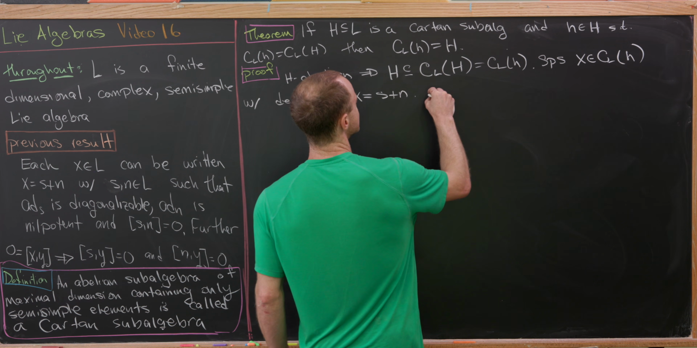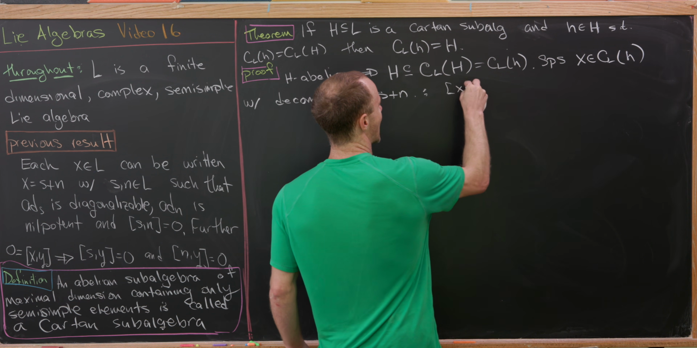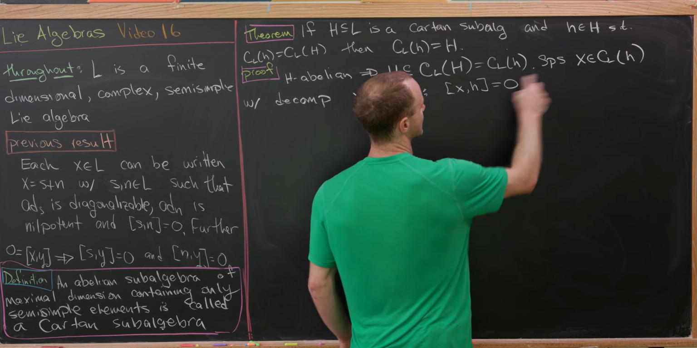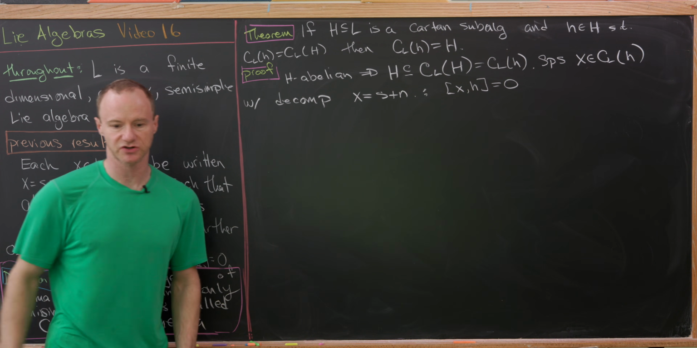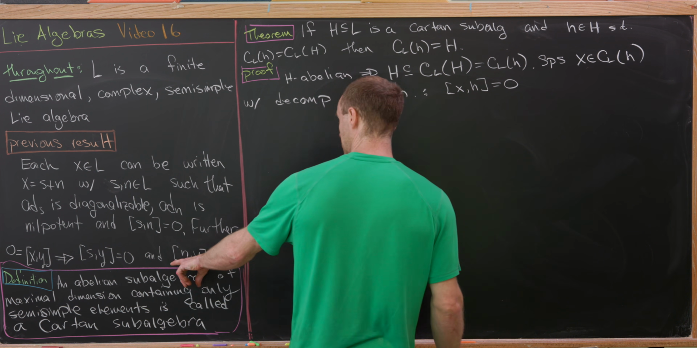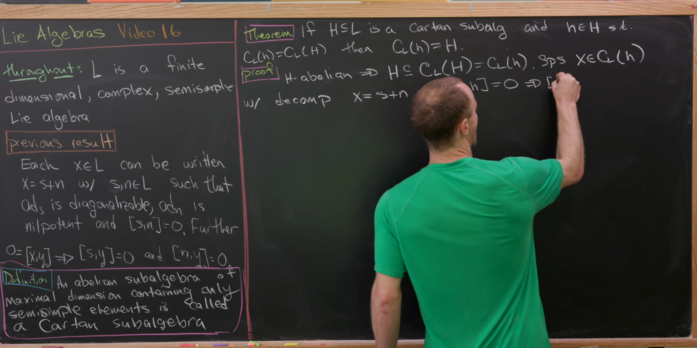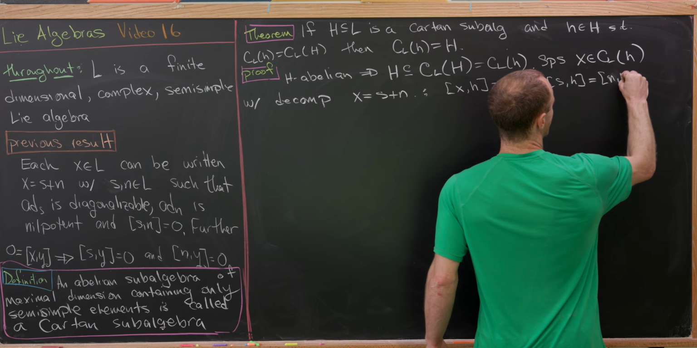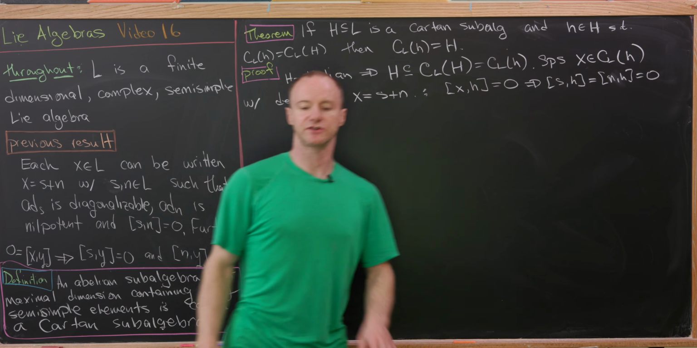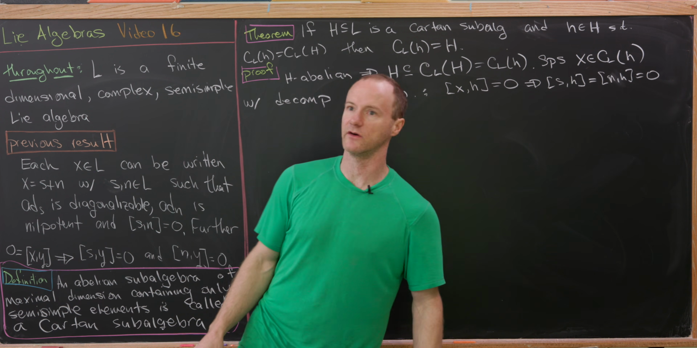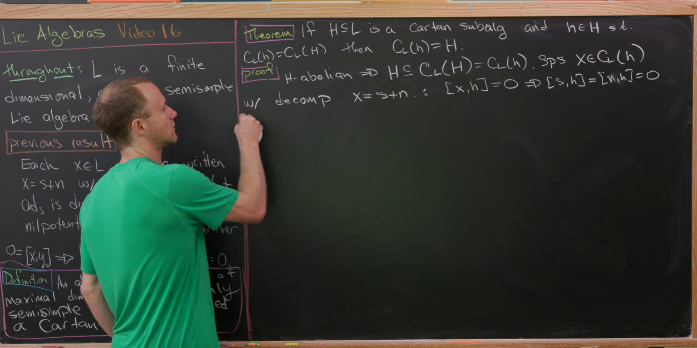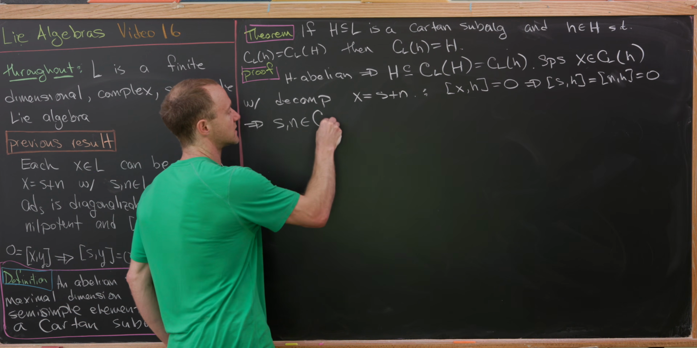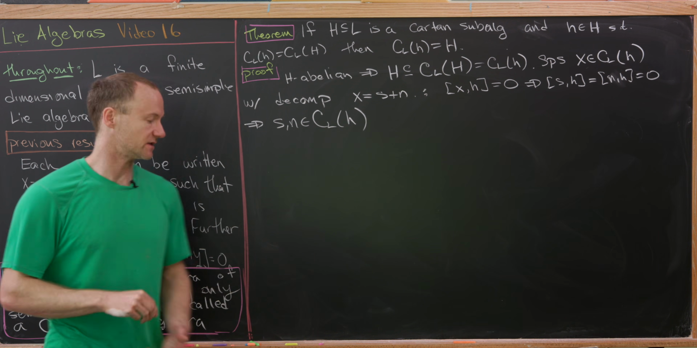And then notice what we know. We know the bracket of X with little h is equal to 0. That's by our assumption of X being in the centralizer. And then by the end of this result right here, we know that the bracket of S with H and the bracket of N with H are also equal to 0. So again, that's by this tagged on part of our previous result. But then what does it mean for those brackets to be 0? That means that S and N are also inside of the centralizer of little h.